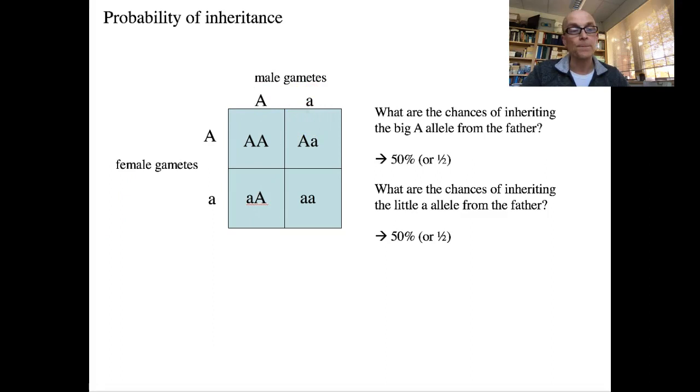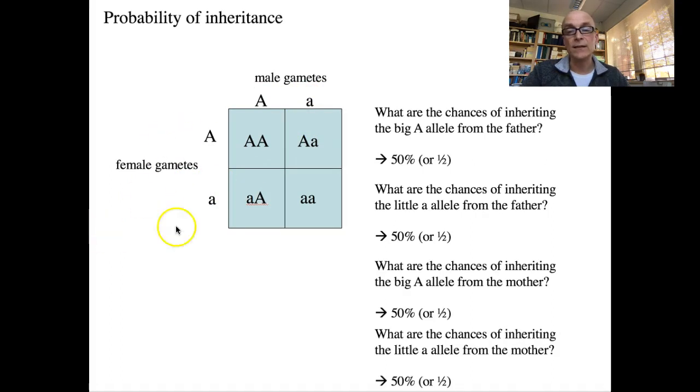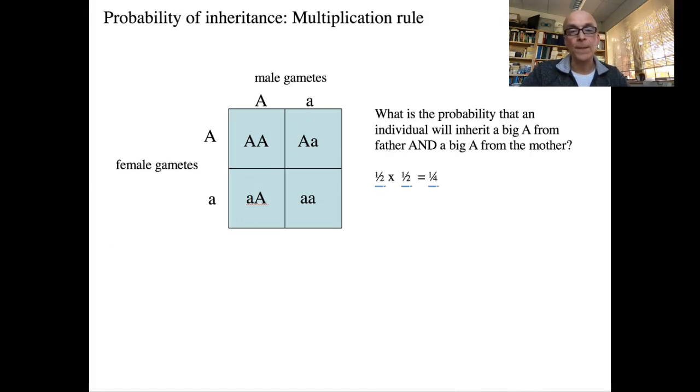Also 50%. Now you can ask the same for the female, and you can say, well, what's the chance that you get a big A from the mother? 50%, 50% that you get a little a from the mother. It's 50-50 because the chromosomes are segregating during meiosis in one or the other way. Okay, so 50% chance, 1/2.